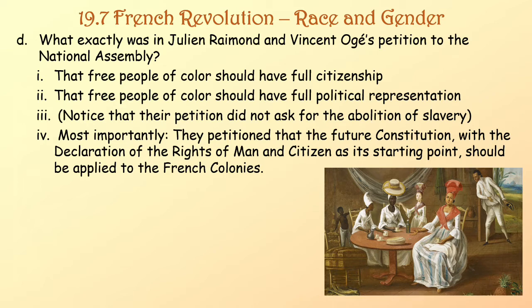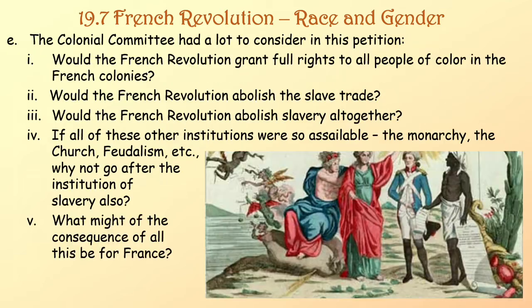It was this: that free people of color should have full citizenship, and that free people of color should have full political representation. Notice that their petition did not ask for the abolition of slavery. And most importantly, they petitioned that the future Constitution, with the Declaration of the Rights of Man and Citizen as its starting point, should be applied to the French colonies and not just France itself.